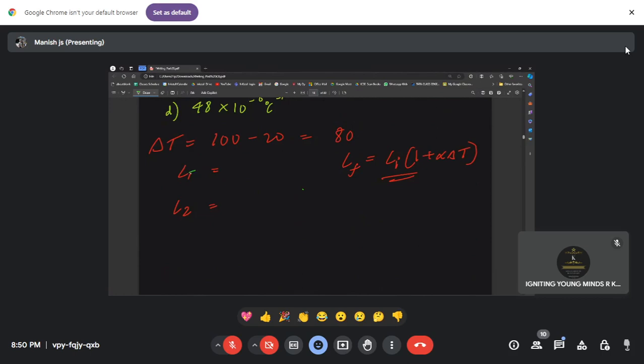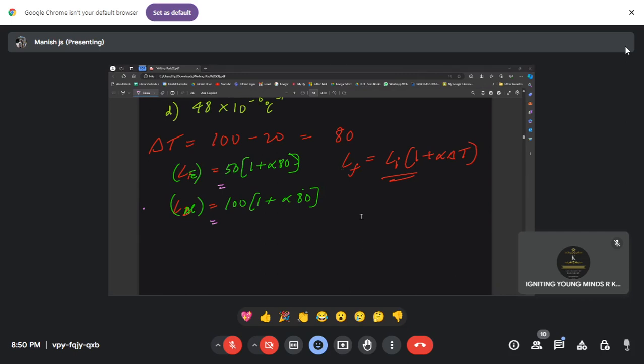L1 I am referring to iron, the final length of the iron rod, and L2 we take for the aluminium rod, the final length of the aluminium rod. So for the iron rod it is going to be 50 times (1 plus alpha times 18). Same way here it is going to be 100 times (1 plus alpha into 8). So you substitute both of them and simplify, you will get the final length of iron and the final length of aluminium.